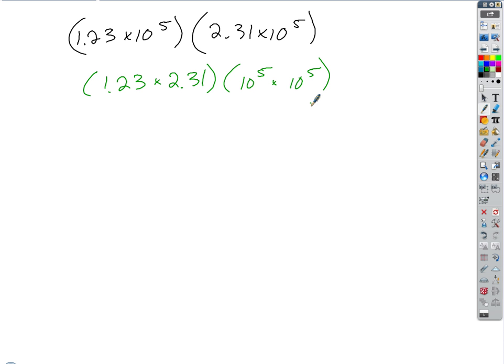So this answer is something. I don't know. What is it, somebody? Somebody on your calculator. I don't feel like doing this. 2.8413. Okay. Times, well, when we multiply like bases, what do we do to the exponents? We add the exponents, sure. So it's times 10 to the 10th, right? Make sense? All right. Okay.